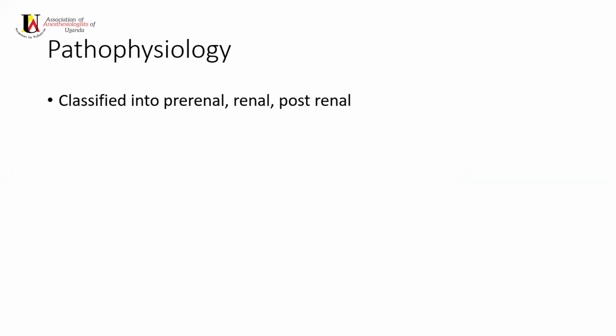AKI is classified into pre-renal, renal, and post-renal. Like the previous speaker talked about in the epidemiology, we find that about 70% of people in the ICU may have some form of AKI. And about 5% of these will require maybe renal replacement therapy. So we need to be able to identify and try and prevent some of these complications that we may get from AKI.